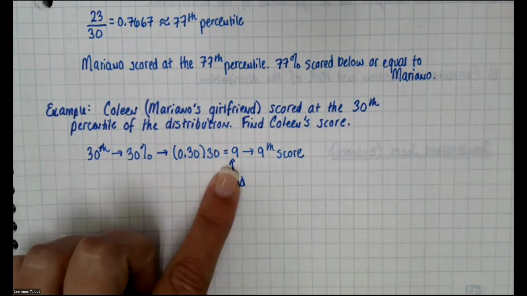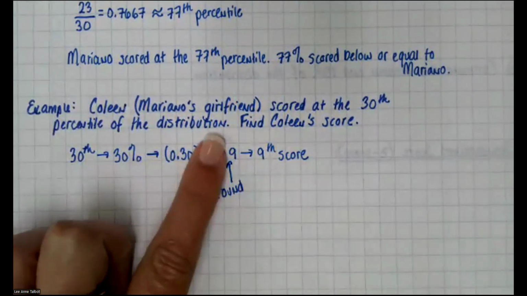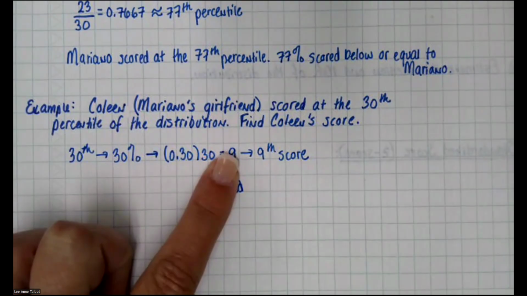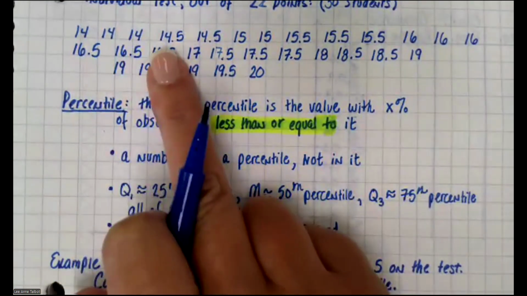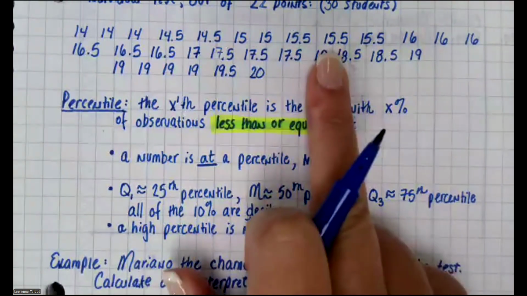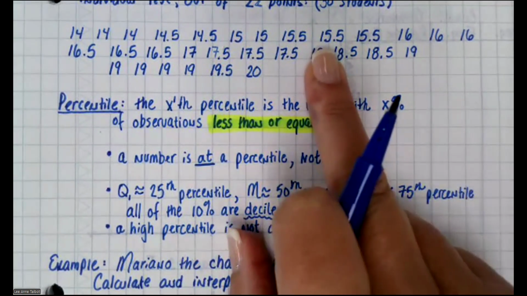We don't have to round this because it came out perfect. But if you get like 9.5, make that the 10th score. Okay, so let's count from the bottom. 1, 2, 3, 4, 5, 6, 7, 8, 9. So Colleen scored a 15.5.